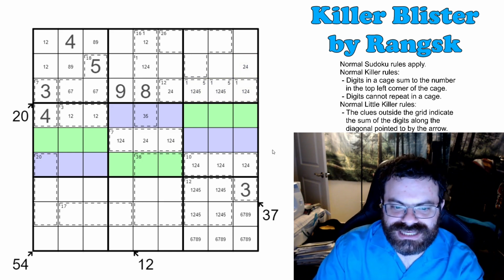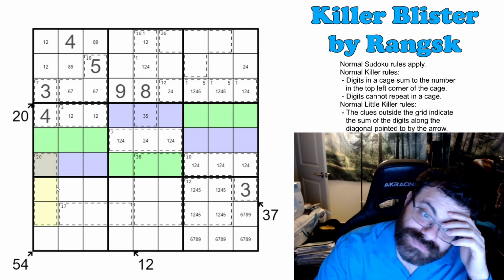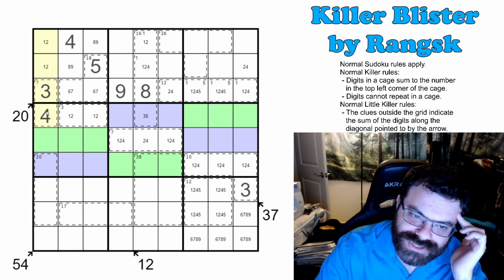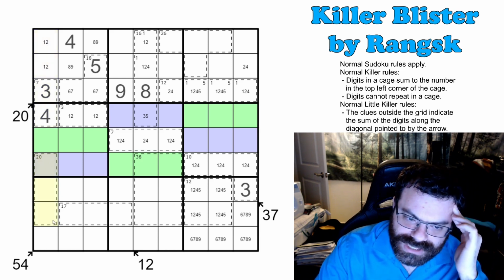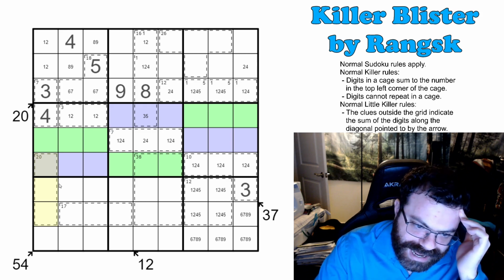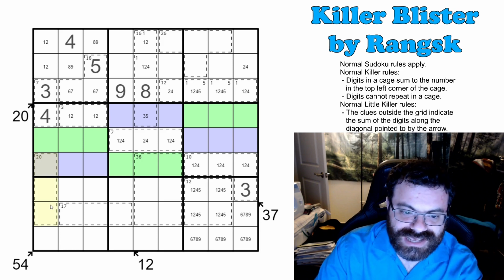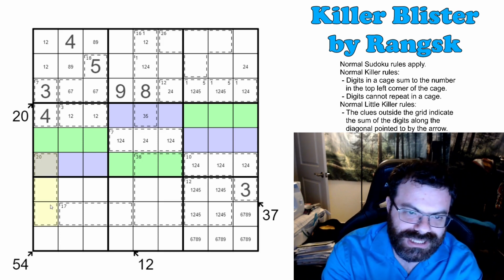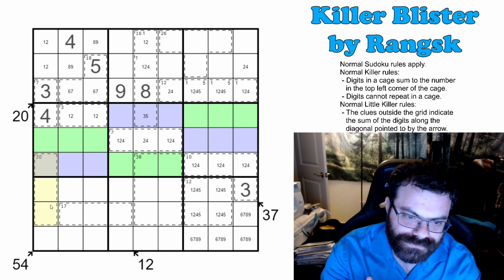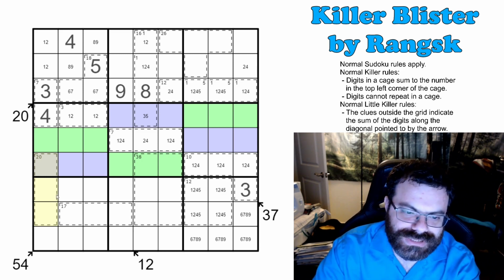All right, so the next thing to point out is this 20 cage here. And we can think about what its possibilities are because we actually have a 1, 2, 3, 4 already in the column. So the thing to ask is, can we exclude a 5? The answer is no, because this would have to be 6, 7, 8 in order to exclude a 5 at minimum. And 6, 7, 8 adds to 21, and so that is too large.